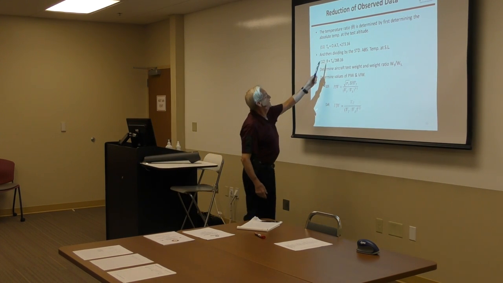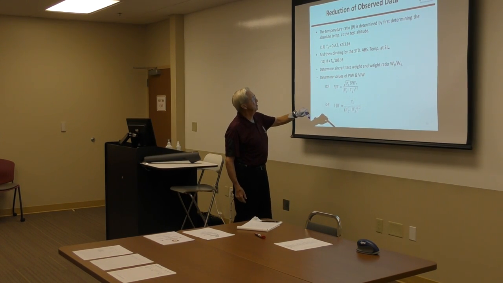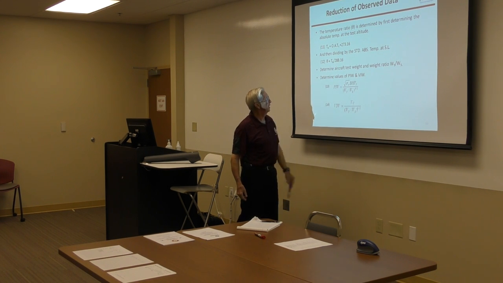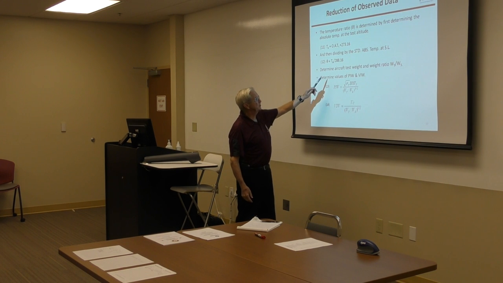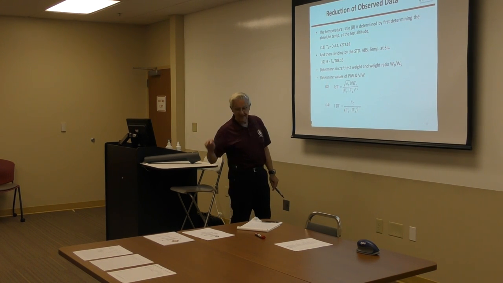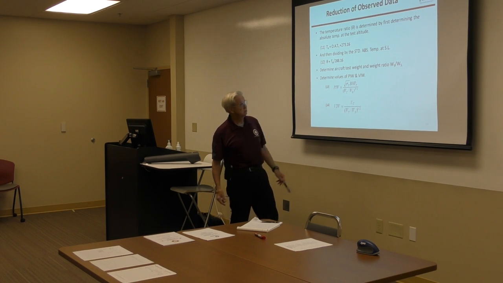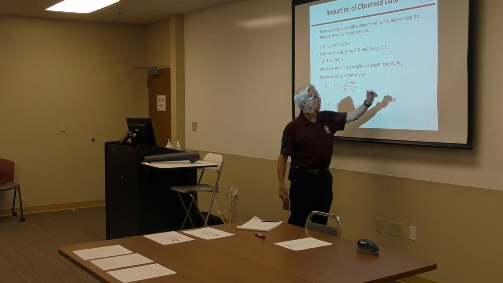And then we divide that by the standard temperature, 288.16 or 1.5, okay. And then we determine our weight at that data point. And then we get our weight ratio. You know, this is the weight we're going to determine.